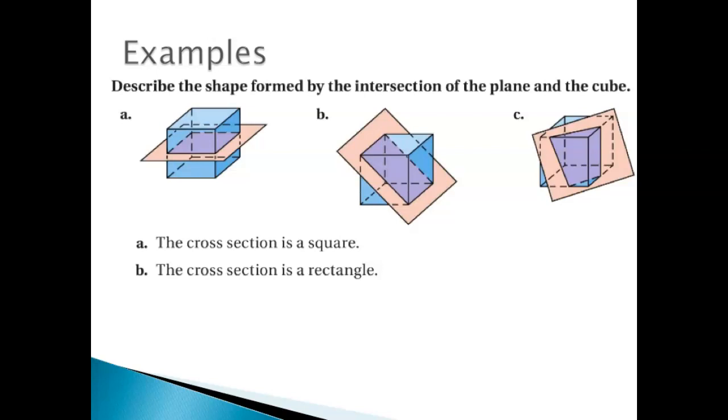This last one here, this cross-section, you can see it slicing off a portion of the cube closer to us. And we can see that after you slice it off, what will be left, that surface, is going to be a trapezoid.